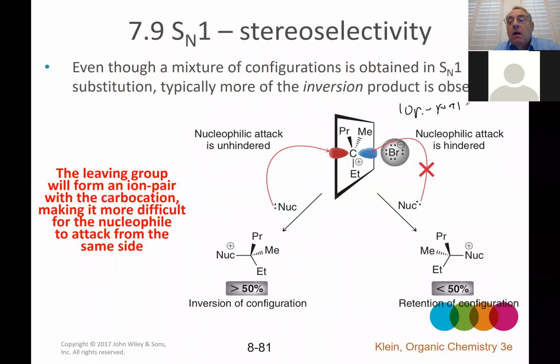Now, it will eventually diffuse away. The bromide will diffuse away and it'll be gone, but initially it's nearby. And so the nucleophile attack on this side is a little more hindered by the bromide that's in the vicinity. And so more of it comes from the backside. And so you get slightly more inversion than retention in an SN1 reaction. It's not pure racemization.